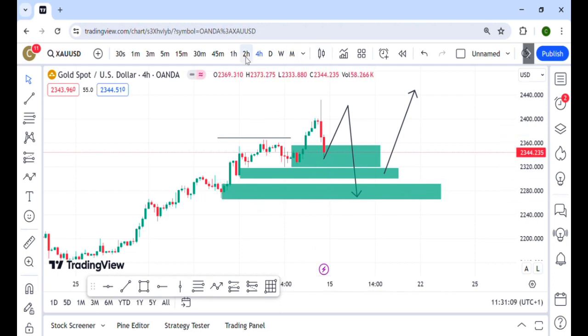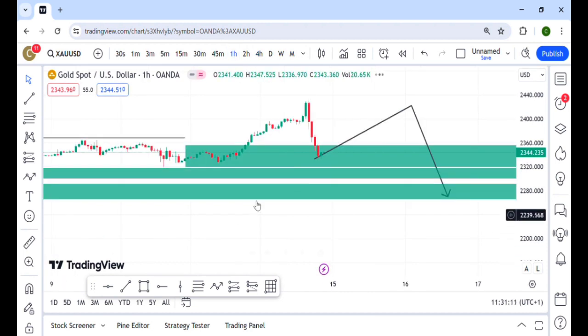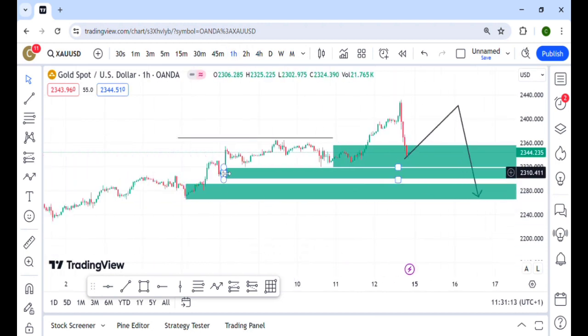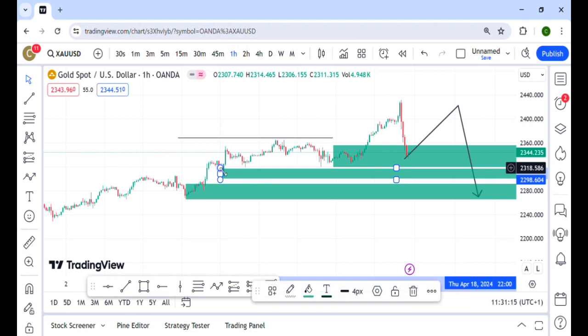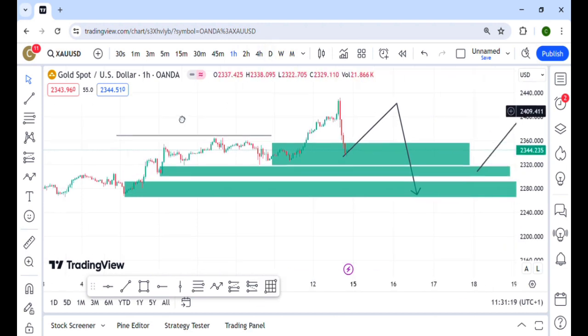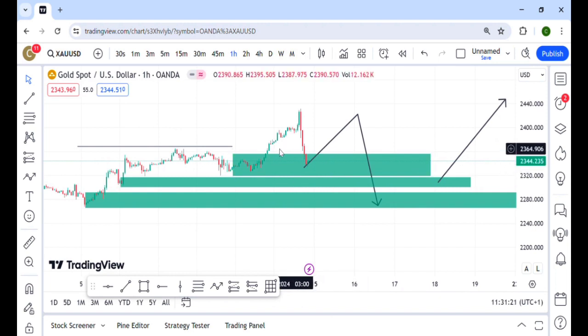So we can actually see in the 1 hour there are still lots and lots of unmitigated demand zones here that you can expect price to react from and move in the bullish direction.